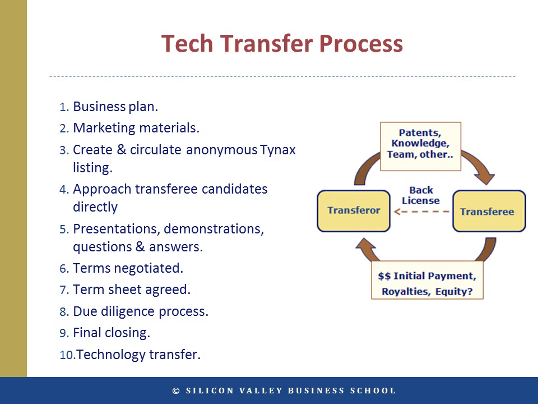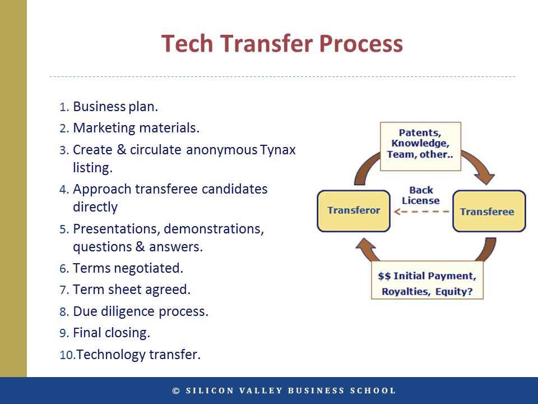The next step is to create and circulate anonymous exchange listings. The listing summarizing the opportunity is syndicated to brokers and potential candidates worldwide via website, exchange, email, and other channels. The fourth step involves approaching transferee candidates directly. A list of potential partners is drawn up and targeted sales activities are directed towards these organizations, directly or where appropriate through their agents and intermediaries.